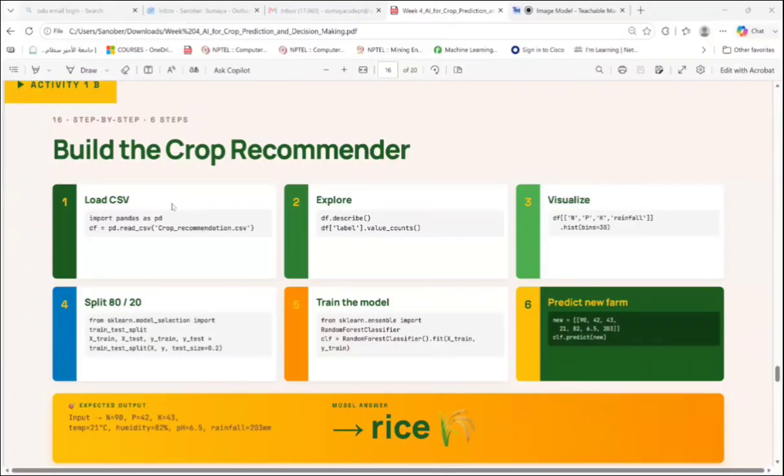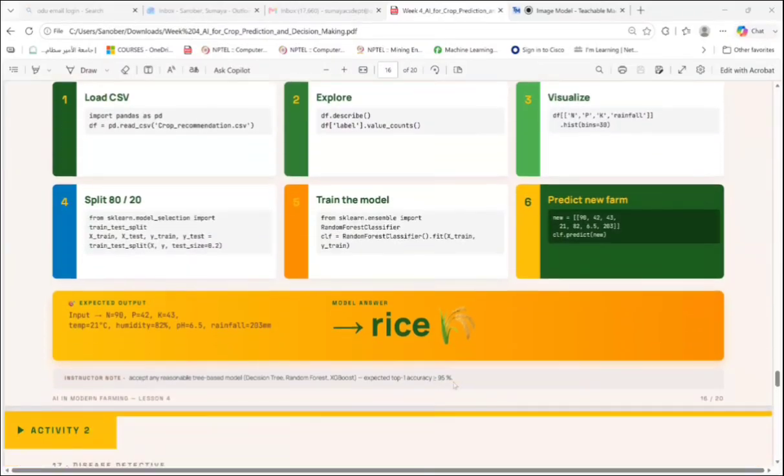For that, the steps are being given over here. You need to build a CSV file. You need to download that file, which I have showed to you. Then you need to explore this. You need to visualize this, meaning considering the features. Then you need to split it into 80 and 20. If you remember, I told you 80% of the data is going to train and 20% it is going to predict by itself. You train the model and predict the new farm. Make sense?